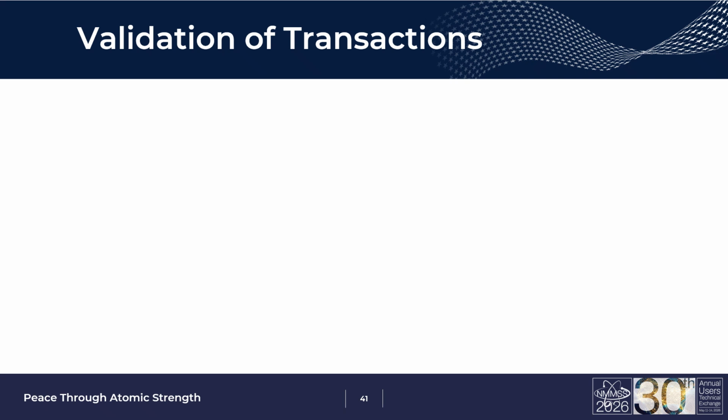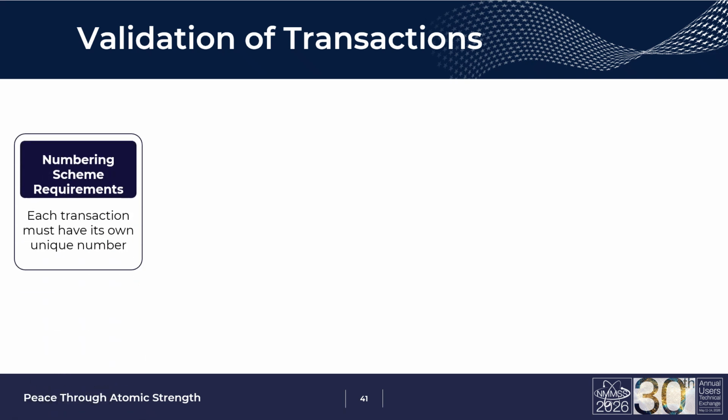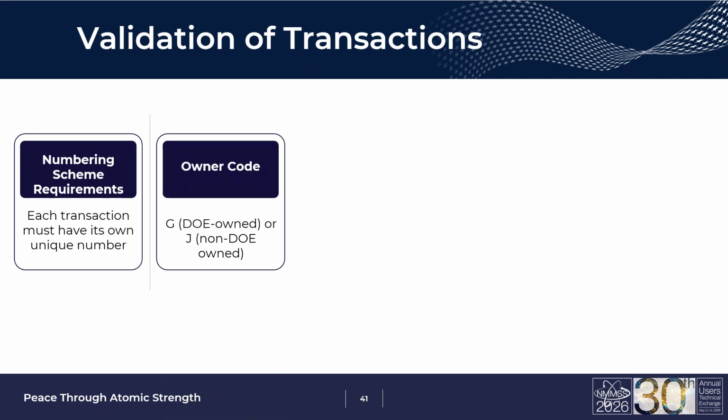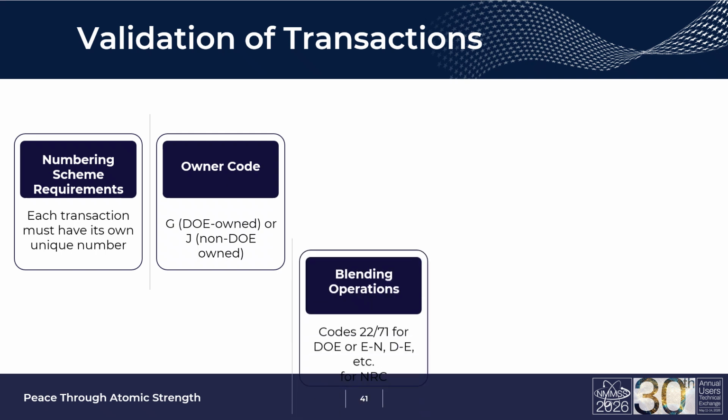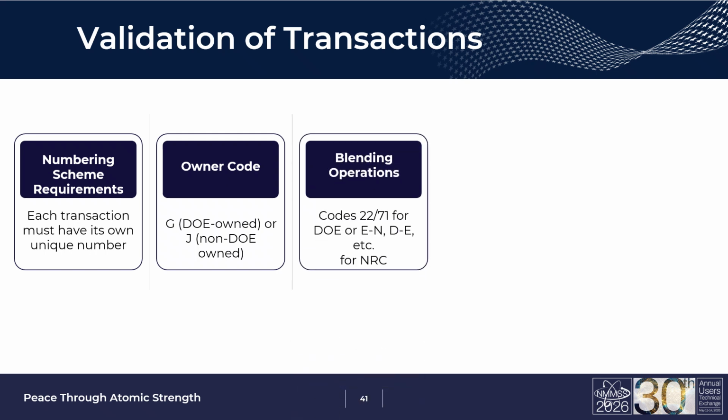There are a large number of validation checks performed on facility-reported transactions. The numbering scheme is important when reporting on the DOE NRC Form 741. Each transaction must have its own unique number. Several verification checks are performed on the owner code, one being that the reported owner code must be consistent with other aspects of the Form 741 document, such as the project number if applicable. Blending operations must report the appropriate type of inventory change codes, such as 22/71 for DOE and NSA sites, or EN, DE, etc. for NRC licensee facilities.